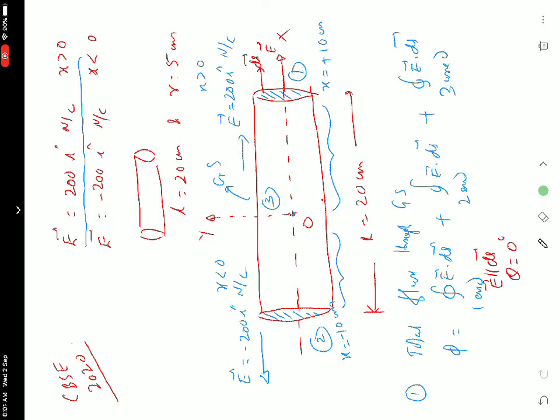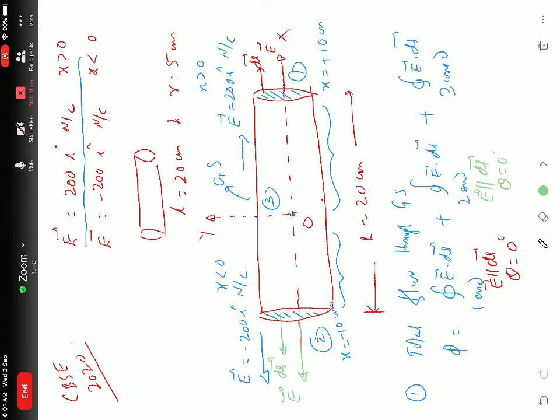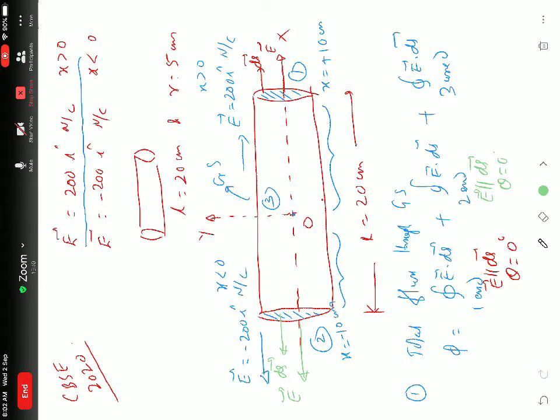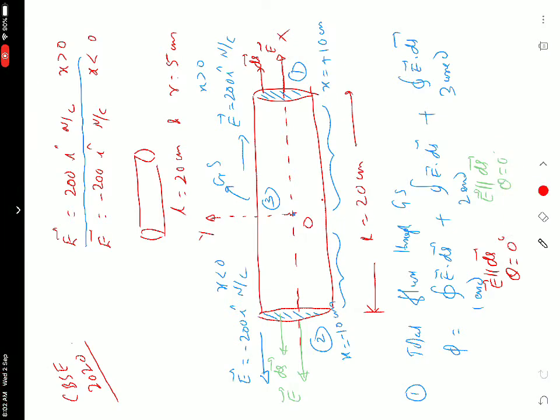Parallel. Okay, parallel, because E vector is here towards left side, you have to take care of this, and ds vector is also, when you draw, both are in the same direction. Ds vector is along the outward drawn normal. So I write here in the second case also, E vector is parallel to ds vector, theta equal to 0 degree. And Prayag is also there. Okay, Prayag, tell me, on the third surface, that is a curved surface, what do you say about E vector and ds vector?